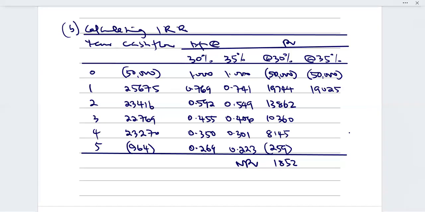Year 1, 19,025. Year 2, 12,855. Year 3, 9244. Year 4, 7004. Oh, you are back. That's good. The last two, 215. The final answer, NPV.